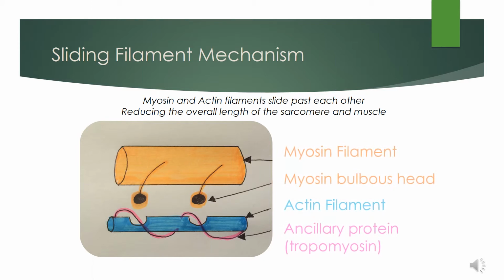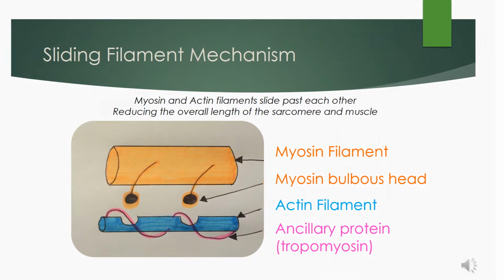The basic principle of muscle contraction is demonstrated via the sliding filament mechanism, which is that myosin and actin filaments slide past each other, reducing the overall length of the sarcomere in muscle. As you can see from the diagram, myosin has bulbous heads which fit into binding sites on actin. At rest, these binding sites are blocked by an ancillary protein called tropomyosin.